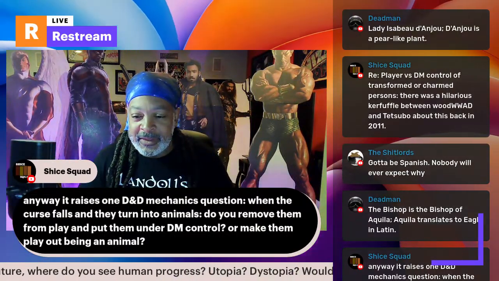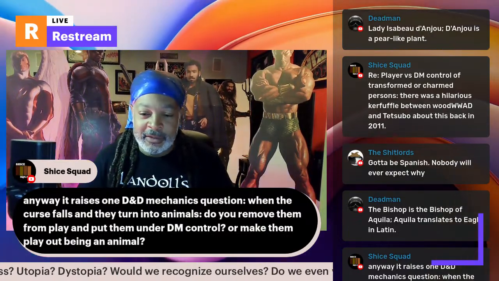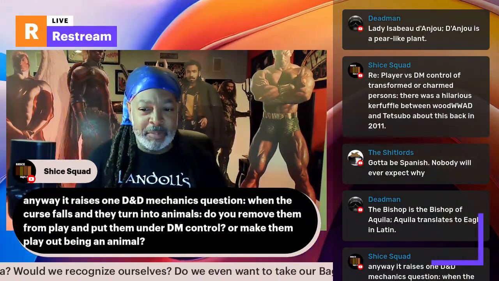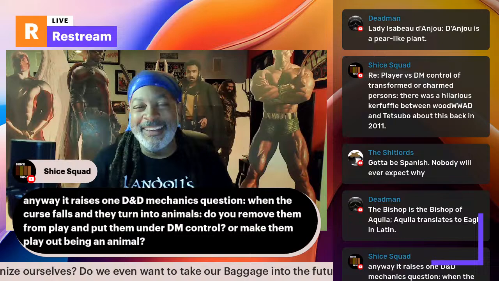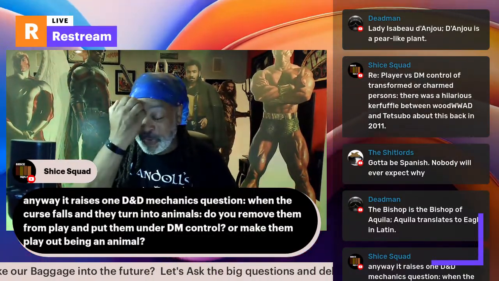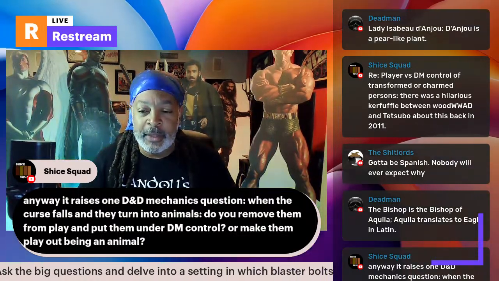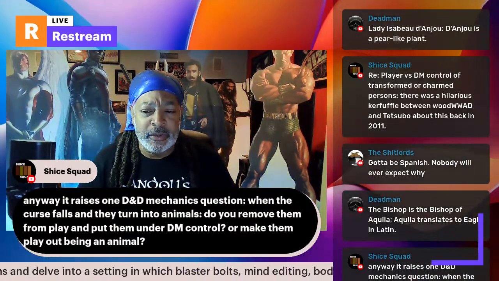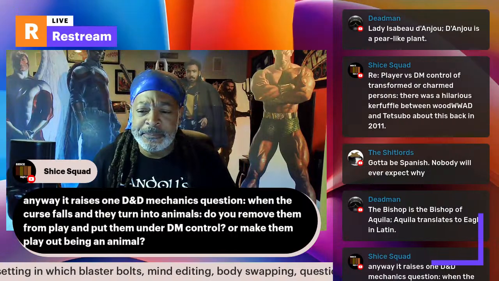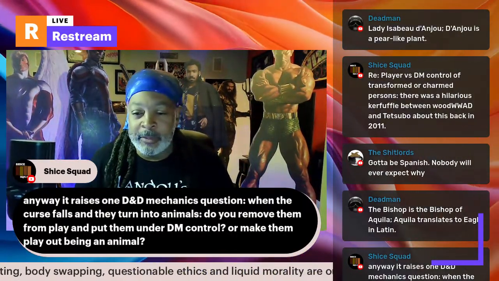So, using the Aju is a pear-like plant. I did not know that. Is that a reference to her body shape? I guess if you do searches for most people's names, I wonder if it comes up with really strange descriptions. Because I know, oh man, what was I thinking? I'm not going down that rabbit hole.